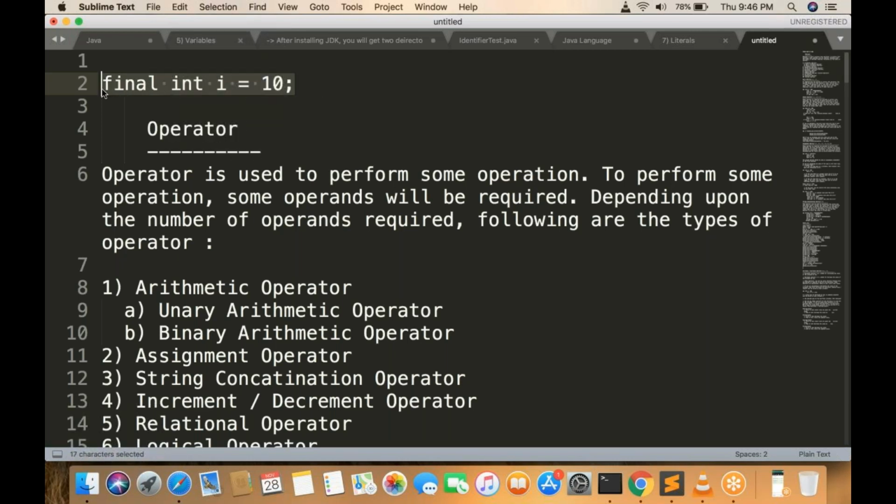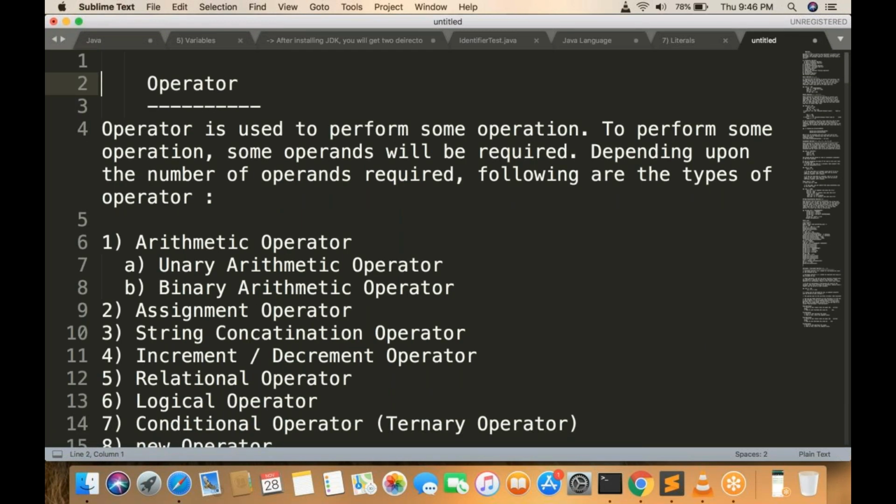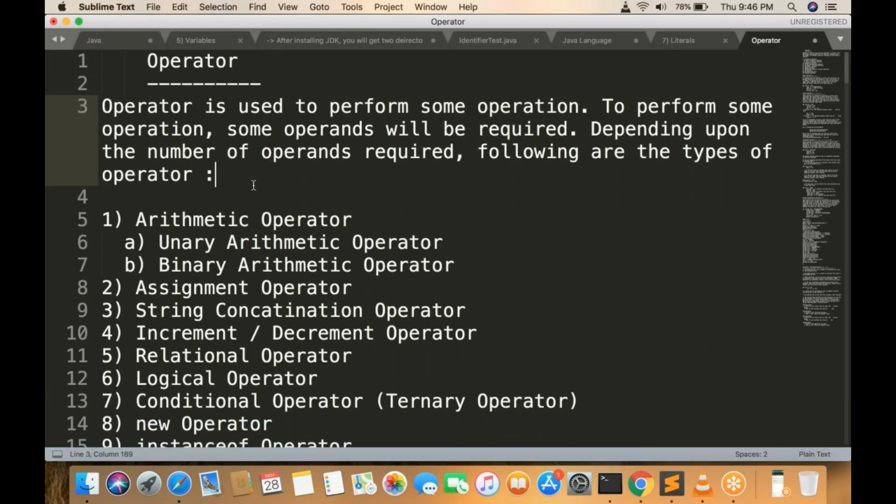So this entire line is one instruction, you can say. This is one variable we have defined. I think there is no problem. So we will see the operators. Operators are used to perform some operation, and to perform some operation, some operands will be required. What is an operand and what is an operator?